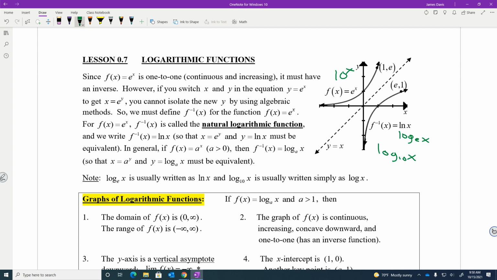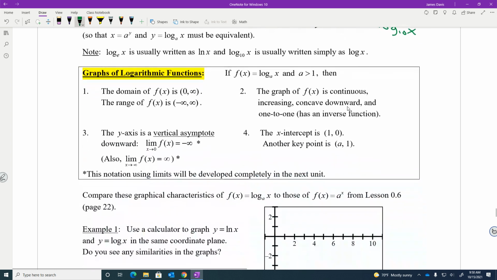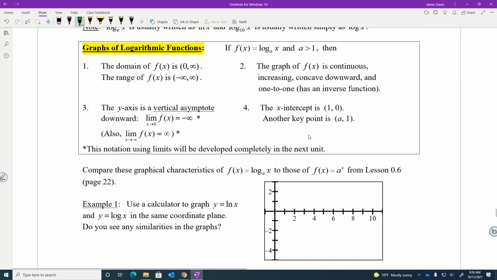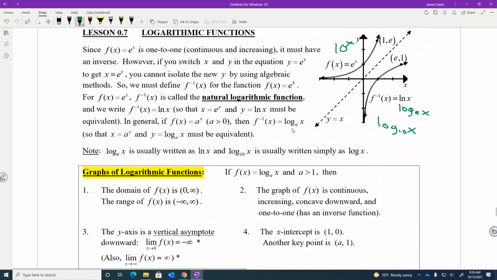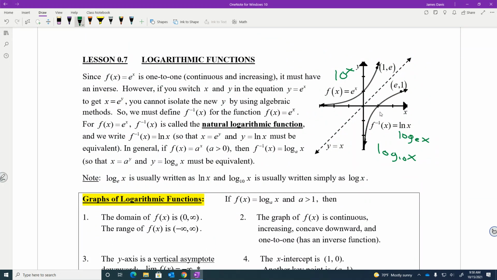So they're kind of reflections. They reflect over the axis y equals x. It's really just most important that you know the fact that natural log and e are inverses because they undo each other. So here's some facts about the graphs. I wouldn't concern yourself too much about the graphs other than you do kind of need to know what the graph of natural log looks like.